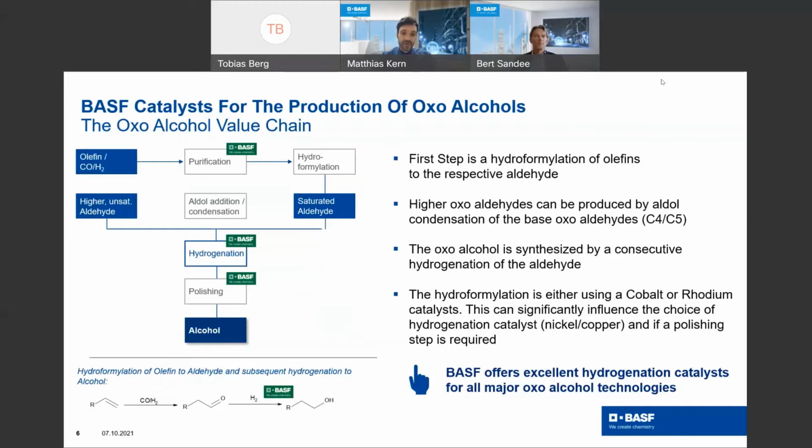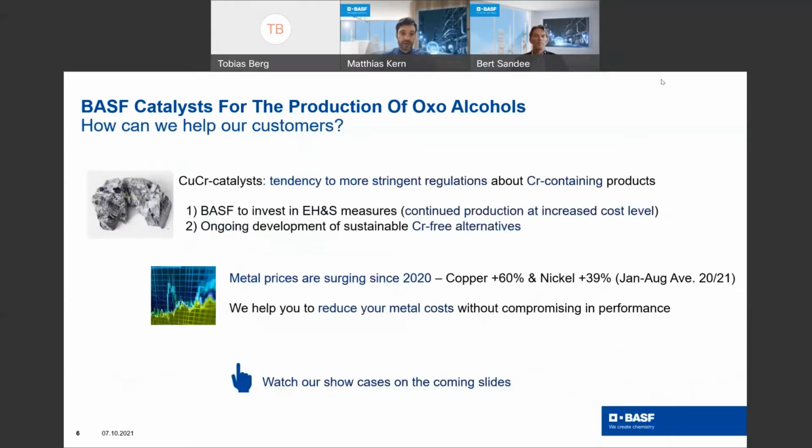The hydroformylation, the first step, is usually catalyzed using either a cobalt or rhodium catalyst, and this can significantly influence the choice of your hydrogenation catalyst, which can be either nickel or copper, and also if you require a polishing step or not. And we have in our portfolio, and that's why we call this webinar the one-stop shop, offerings for all of those technologies, which Bert Sandy will now introduce on the next slide.